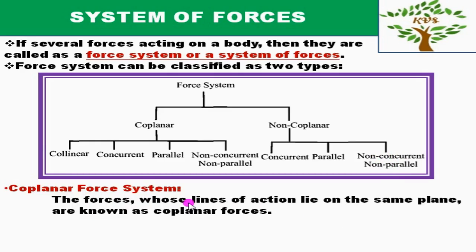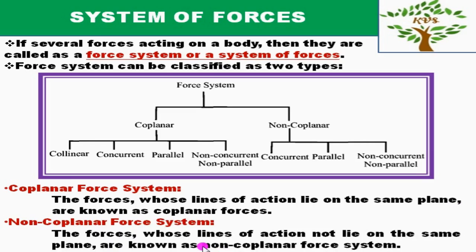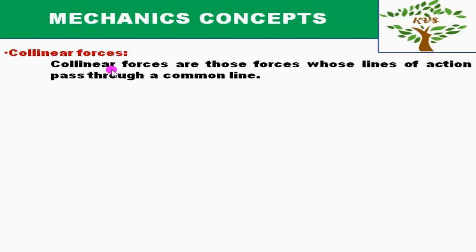Coplanar forces are the forces whose lines of action lie on the same plane. This coplanar force system can also be called a two-dimensional force system. A two-dimensional entity is generally known as a plane. Non-coplanar forces are the forces whose lines of action do not lie on the same plane. That means they lie in three-dimensional space. Hence, they are also called a spatial force system or three-dimensional force system.